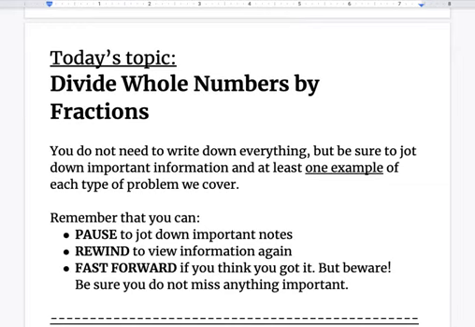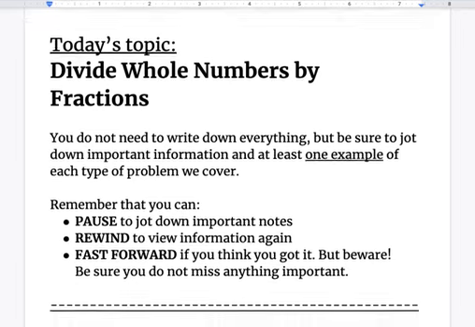Remember also that you can pause to jot down important notes, rewind to view information again, and fast forward if you think you got it already. Just be careful that you don't fast forward too much and miss out on something important.